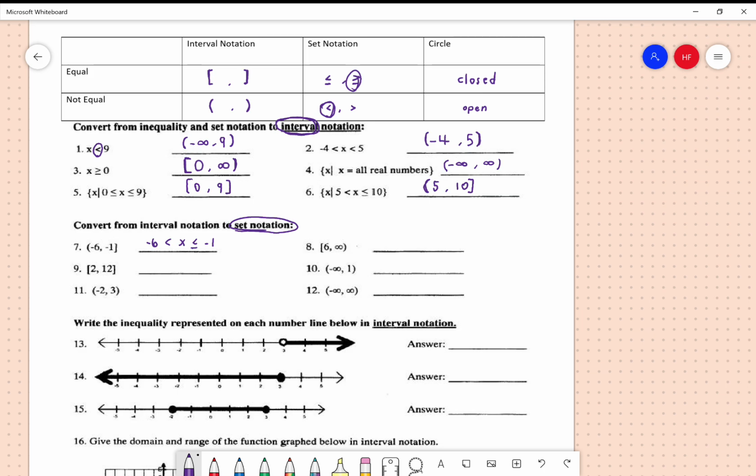Number 8, we've got 6 and infinity. So this is one of the tricky ones. So we're going to say that in relation to x, we've got that we're getting larger and larger and larger. So every x value has to be larger than 6. And this has a bracket, so we're going to say greater than or equal to. Now on number 9, we have bracket to 12 bracket. So x is between those two numbers.